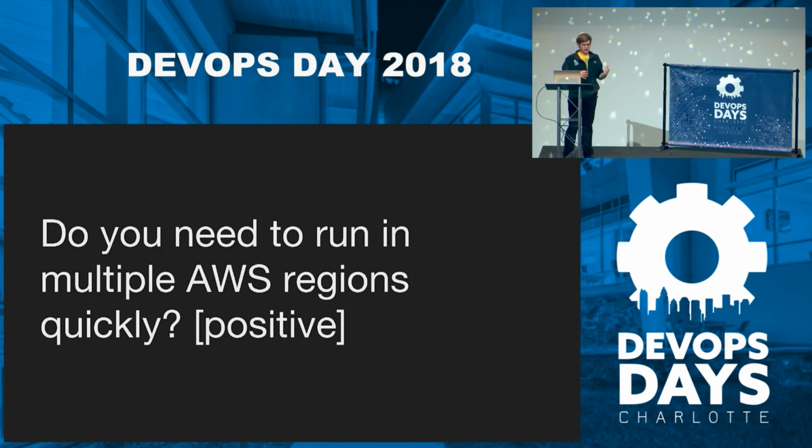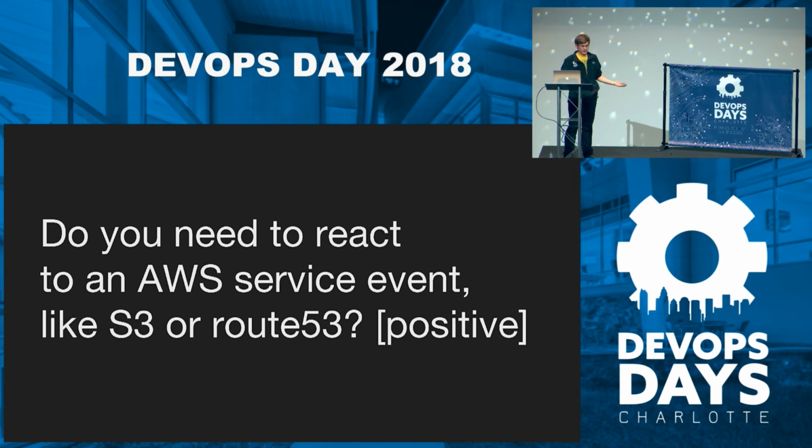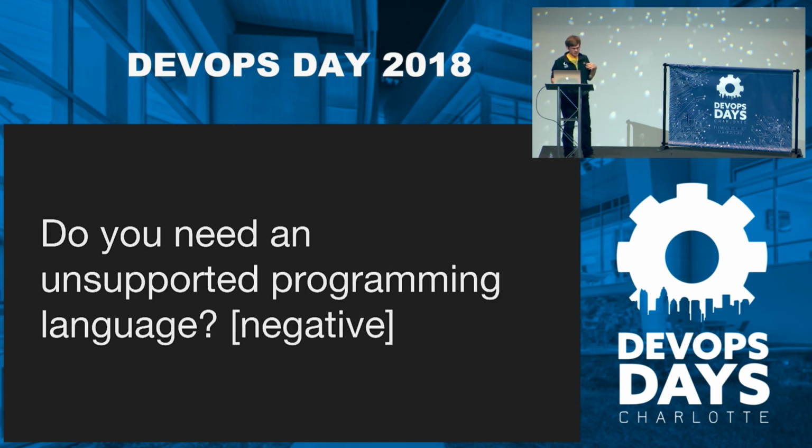So if you're deciding to use Lambda, ask yourself if you need to run in multiple Amazon regions quickly. Lambda's pretty good at that, so that's a positive for Lambda. If you need to react to service events like S3 or Route 53, that's also a positive for Lambda because it's a pretty good option for those things. It hooks into those nicely. If you need to use an unsupported programming language, maybe don't. You can make it happen, and the tools that were on that slide that I mentioned are good at doing that for you to some degree, but it can be a burden that you don't want to have.